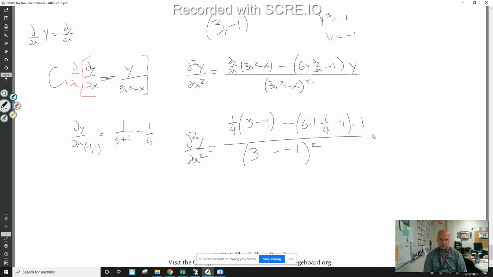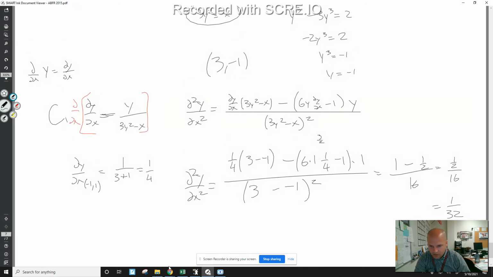You wanted to simplify. 4 times a fourth is 1. This is 6 fourths, which is 3 halves, minus 1, which would be 1 half, over 16. This is 1 half over 16, which is 1/32.